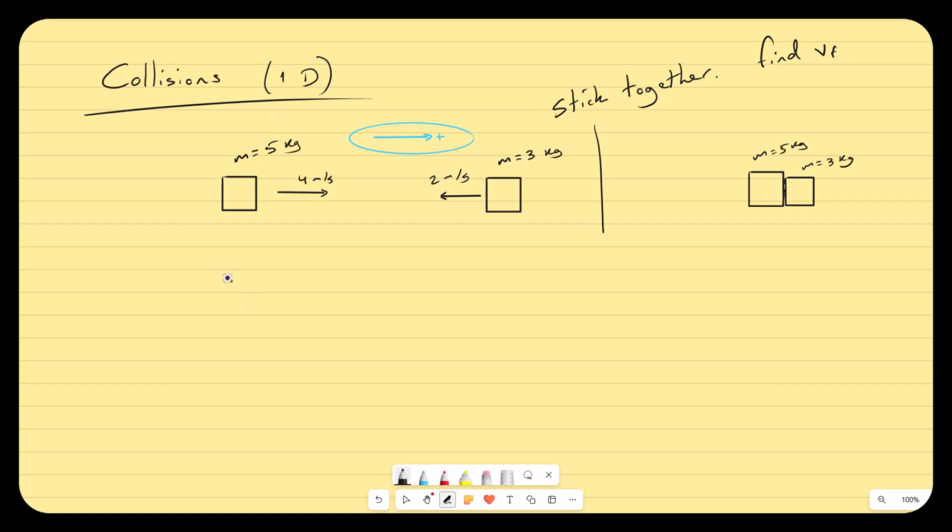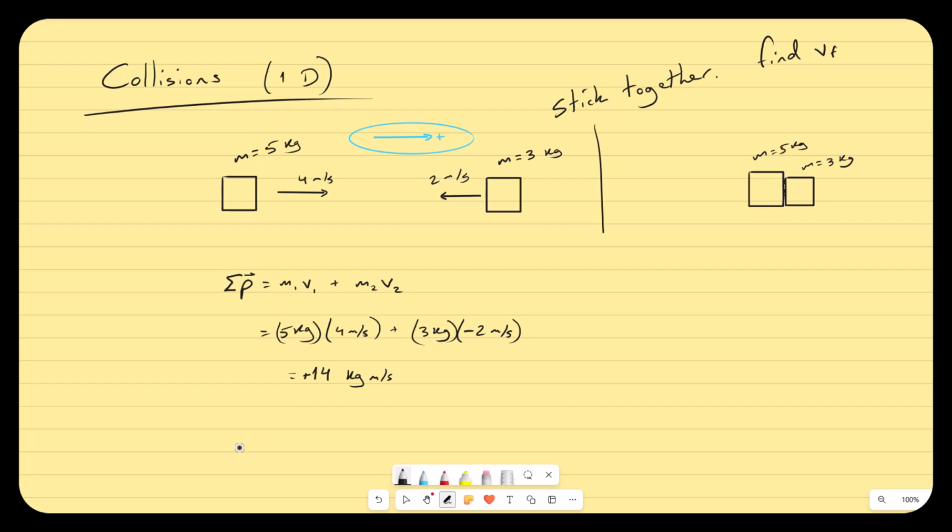So, sum of momentum over here, I'm going to get an m1v1 plus an m2v2. So 5 kilograms, 4 meters per second, plus 3 kilograms, and this guy is moving to the left, so a negative 2 meters per second. 5 times 4 is 20, 3 times 2 is 6, 20 minus 6 is 14 kilogram meters per second, and that worked out to be a positive number.